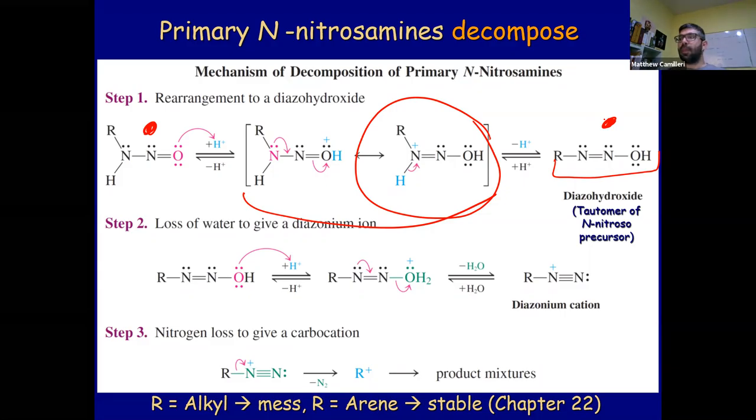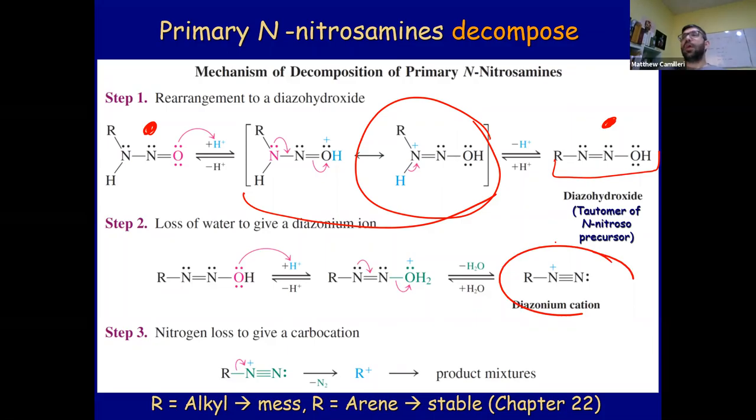Okay? Now, once you form the diazo hydroxide, you can then protonate it once more. But this protonation now becomes very valuable, very important, because this protonation now creates an OH2+. So this protonation now ends up in a situation where you can, in reality, start considering losing the water. Next step will, of course, be losing the water to form the diazonium cation.